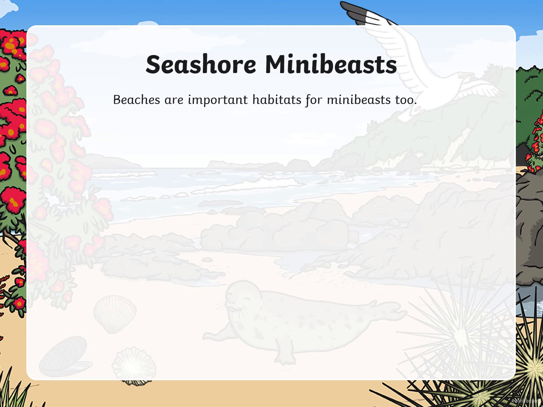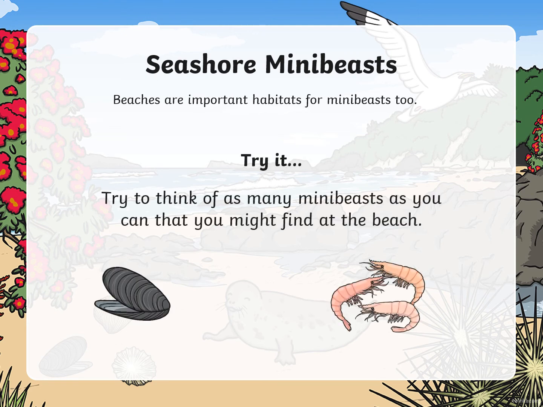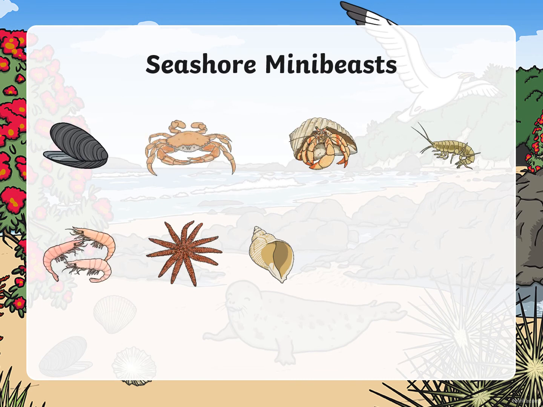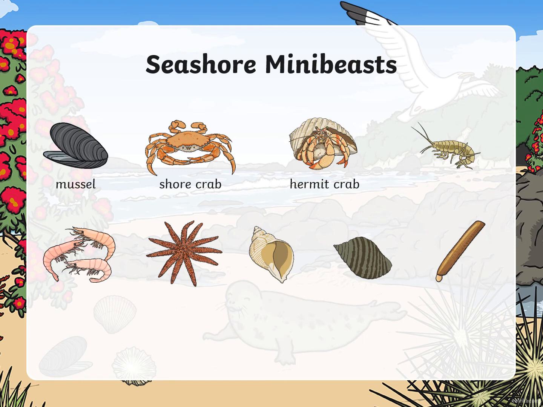Let's have a look at some seashore mini beasts. Try to think of as many mini beasts as you can that you might find at the beach. Pause the video and see if you can make a list. Okay, here are some seashore mini beasts. We've got mussel, a shore crab, a hermit crab, a shrimp, some prawns, a starfish, a common whelk, dog whelk, and a razor shell.